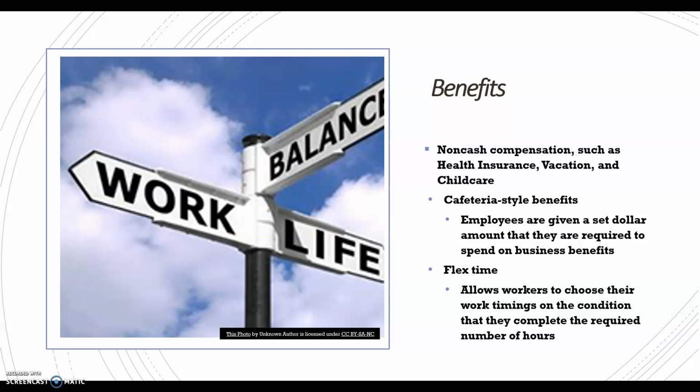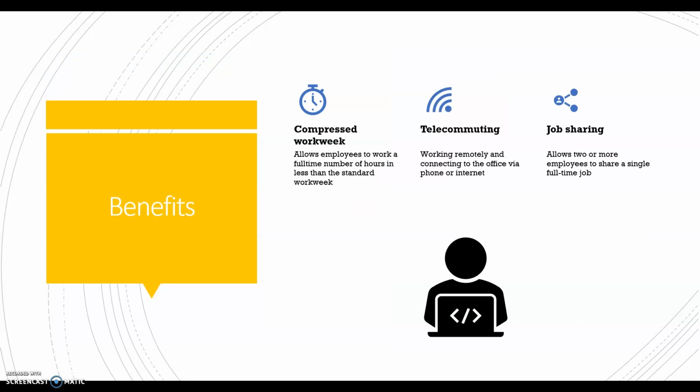But compensation also includes benefits, and these are non-cash items such as health insurance, vacation, childcare, cafeteria style benefits where you're given a set dollar amount that you can spend on specific things. Flex time, there's more. Different work weeks, so allowing employees to work 4 10-hour days instead of 5 8-hour days, letting people work remotely, job sharing. So there's all kinds of benefits we can provide to our employees that are in addition to the wages that we pay them.